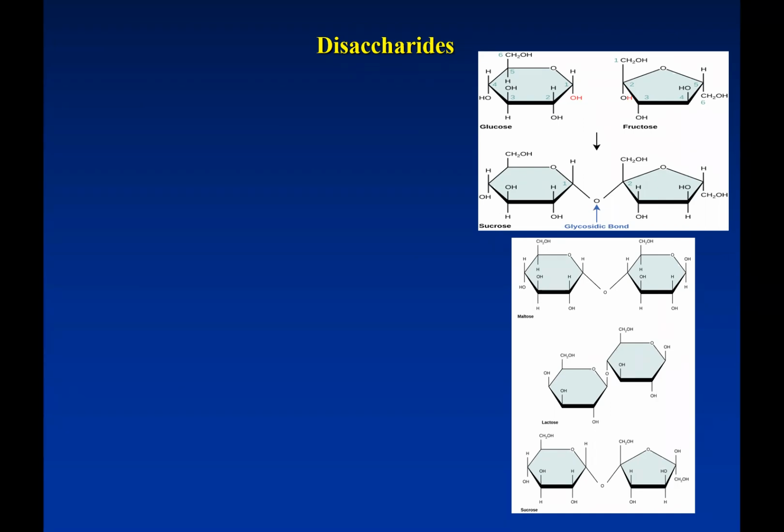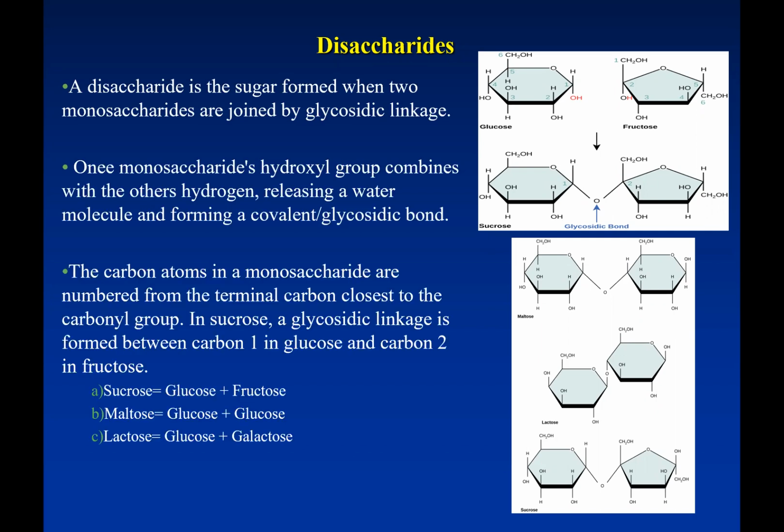Another interesting thing you have to notice is how the carbon is labeled. Right next to the carbonyl group, you see carbon number 1. So it will be carbon number 1, 2, 3, 4, and so forth. That's the naming of carbon. What is shown here is the same dehydration reaction with the loss of a water molecule. The carbon atoms in the monosaccharide are numbered from the terminal carbon closest to the carbonyl group.